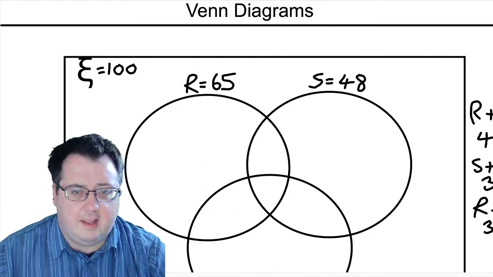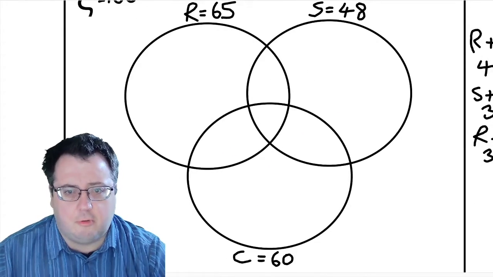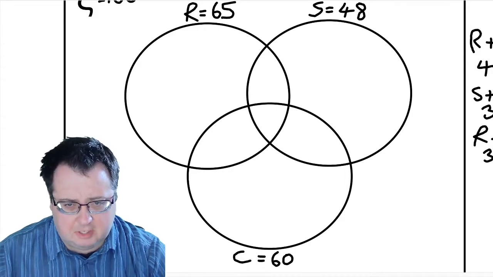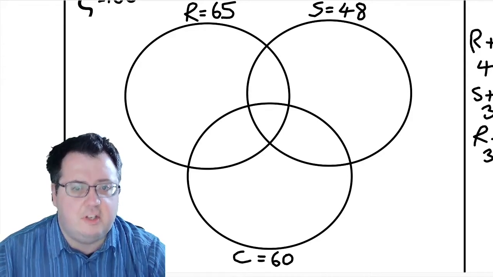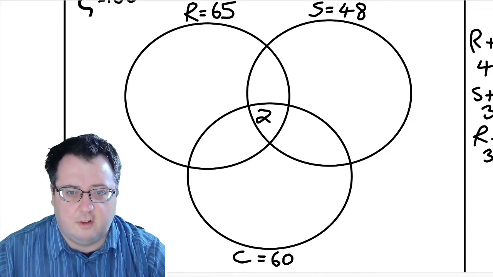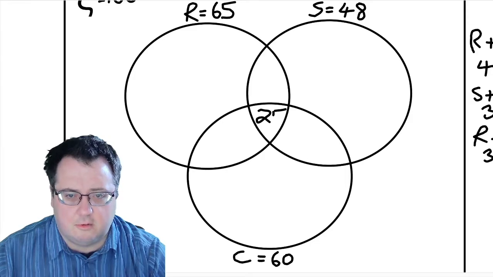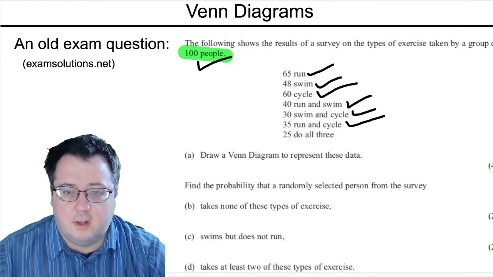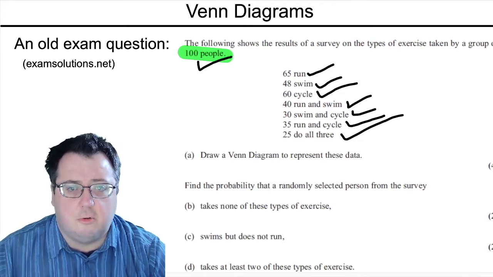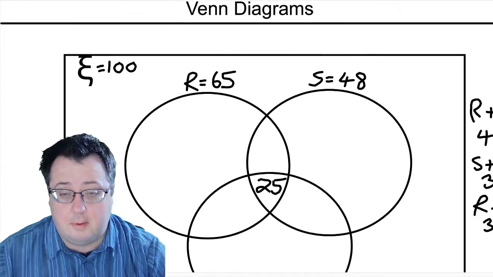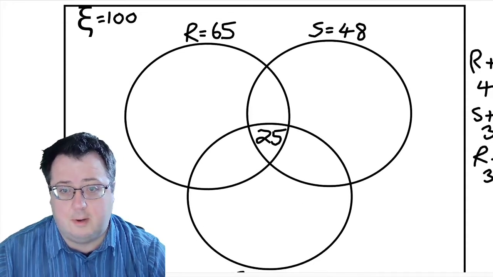So if I go back in here, doing all three we can put in straight away. And it's going to be this middle section that all 3 circles occupy. I can put my 25 in there that do all 3 straight away. So we have just taken all of the information from the question and put it onto our Venn diagram. There's still a bit more work to do, but we're almost there.